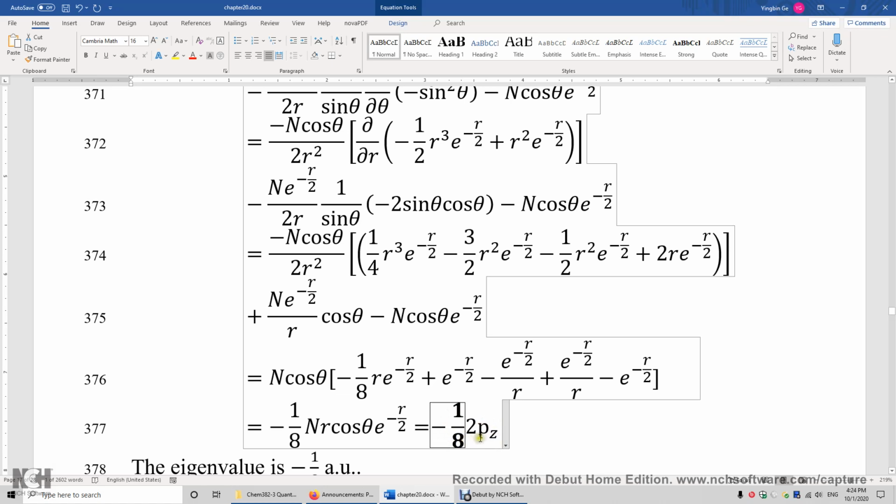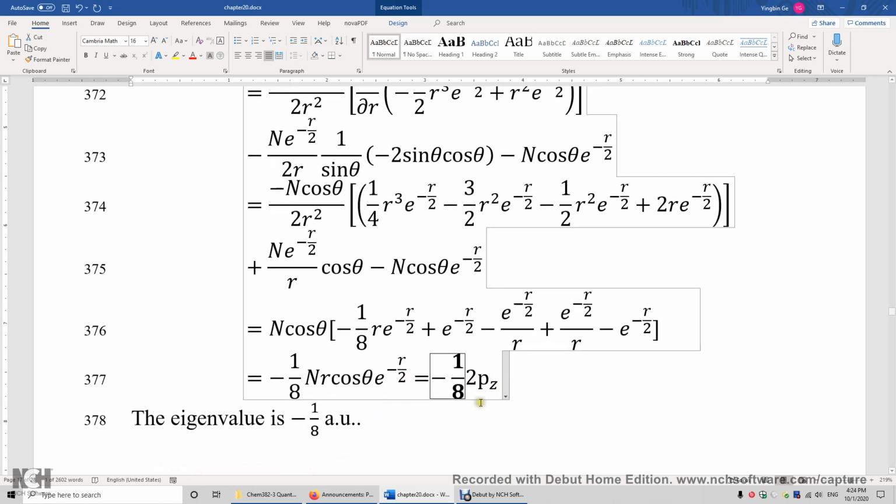Negative 1/8 times the wave function of 2pz. So negative 1 over 8 is the eigenvalue of this 2pz wave function. That means 2pz has this energy, negative 1/8 atomic unit of energy.